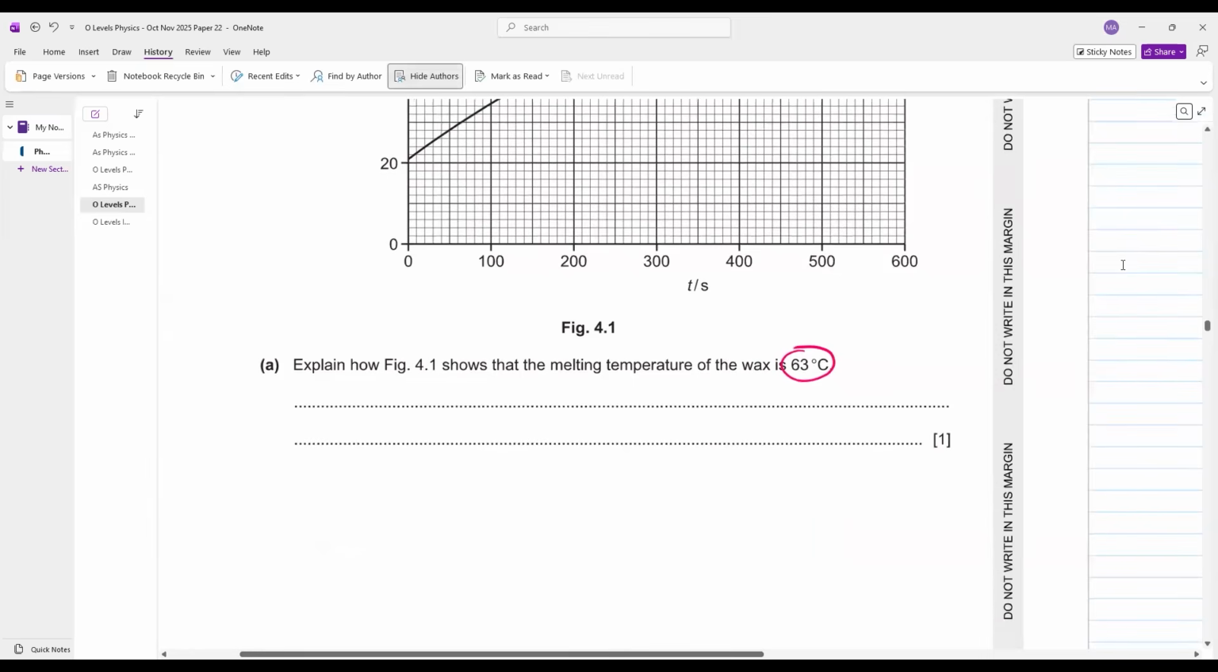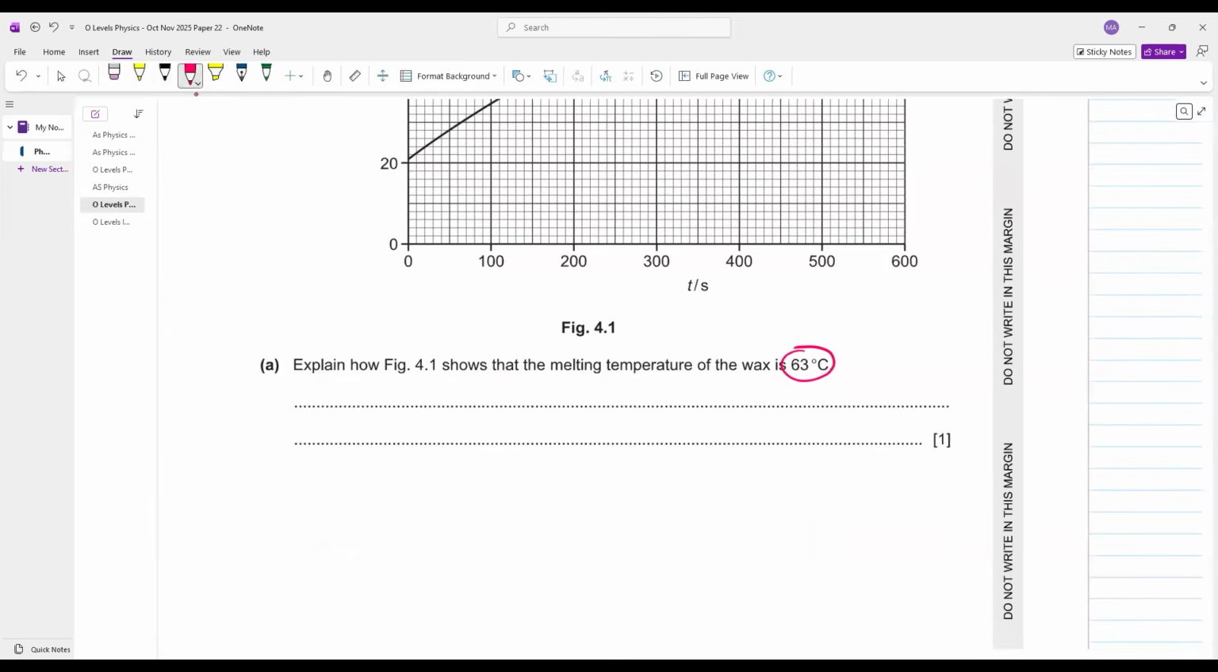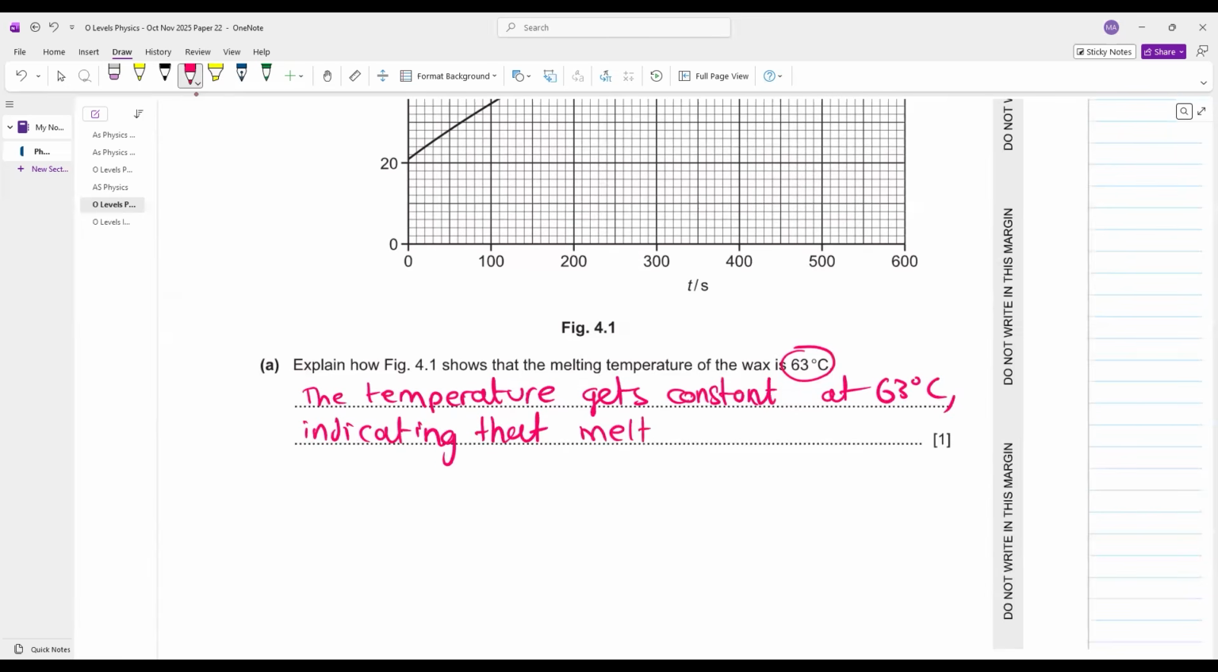ठीक है, so you will say the temperature gets constant at 63 degrees centigrade, indicating that melting occurs at 63 डिग्री सेंटीग्रेड. ठीक है, टेम्परेचर जहाँ पे कांस्टेंट हो रहा है वहाँ पे आपकी मेल्टिंग अकर करी एट 63 डिग्री सेंटीग्रेड. द टेम्परेचर बिकम्स कांस्टेंट, hence melting is occurring at 63 degrees centigrade. Simple.